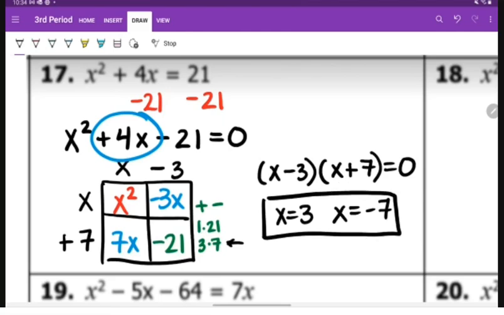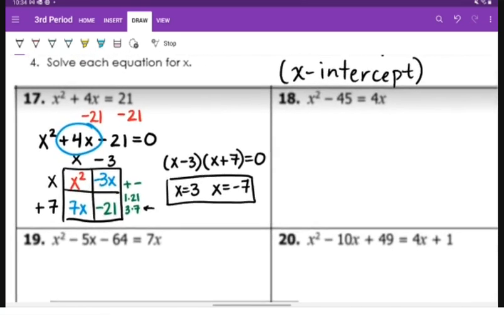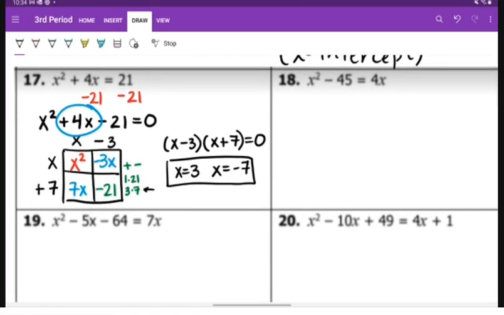So if you figured this problem out on your own, kudos, I'm impressed. If you needed a bit of help, that is fine. I haven't taught you how to do this yet. So now that you know how to do number 17, maybe you could figure out how to do 18 or 19 or 20 on your own.